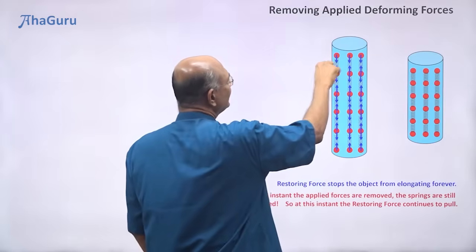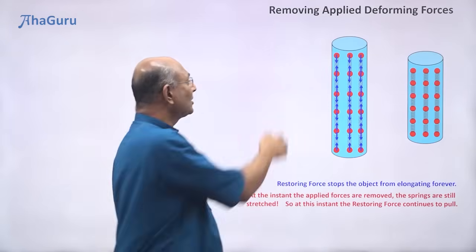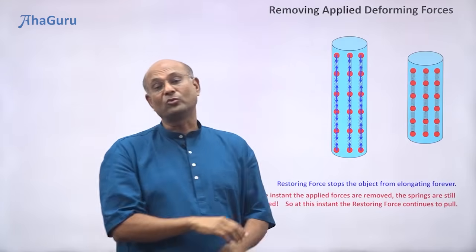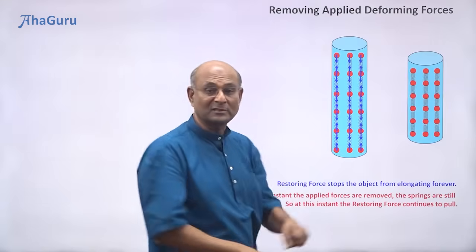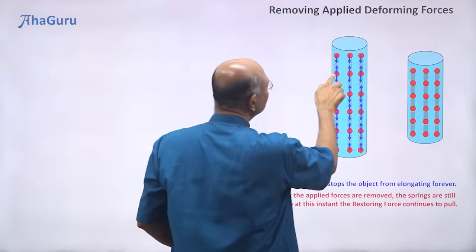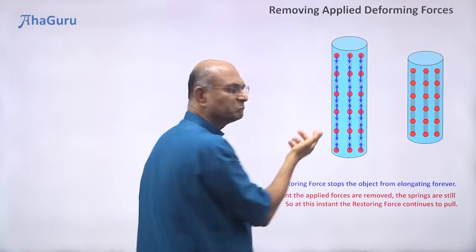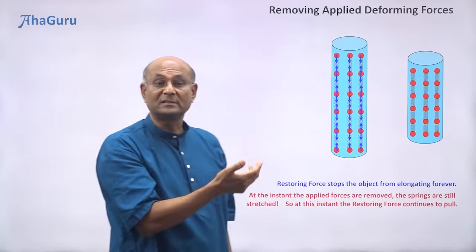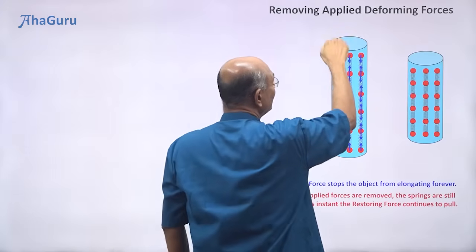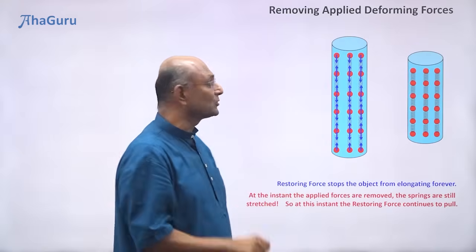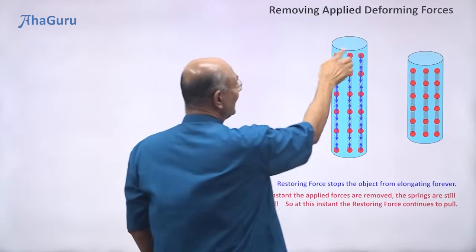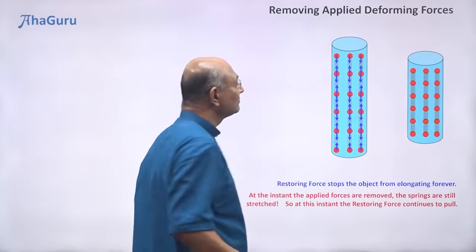So at this instant, the springs are still stretched. Now the restoring forces, why are they coming up? Because the springs are stretched. So the restoring forces continue to pull. The deforming forces we have removed, but the restoring forces continue to pull. But if you look at these layers of atoms, up and down, the net force on this layer is 0. Net force on this layer is 0. But if you look at the top layer, there are restoring forces pulling it down, but the deforming force that was there originally I have removed. So what is going to happen to the top layer? It is going to go down.